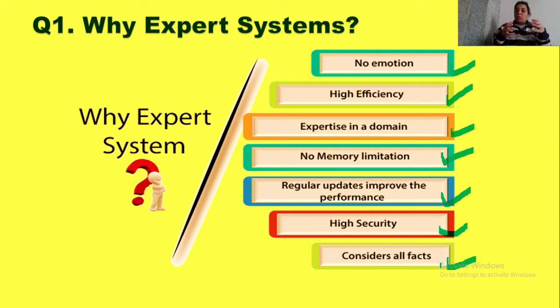Suppose there is a system in which we enter the symptoms of a particular disease, and it gives back the result of the disease which can be related to those symptoms for a particular patient. This is how expert systems work without the intervention of any human being. Moreover, expert systems give very high efficiency in results based on a certain set of rules.